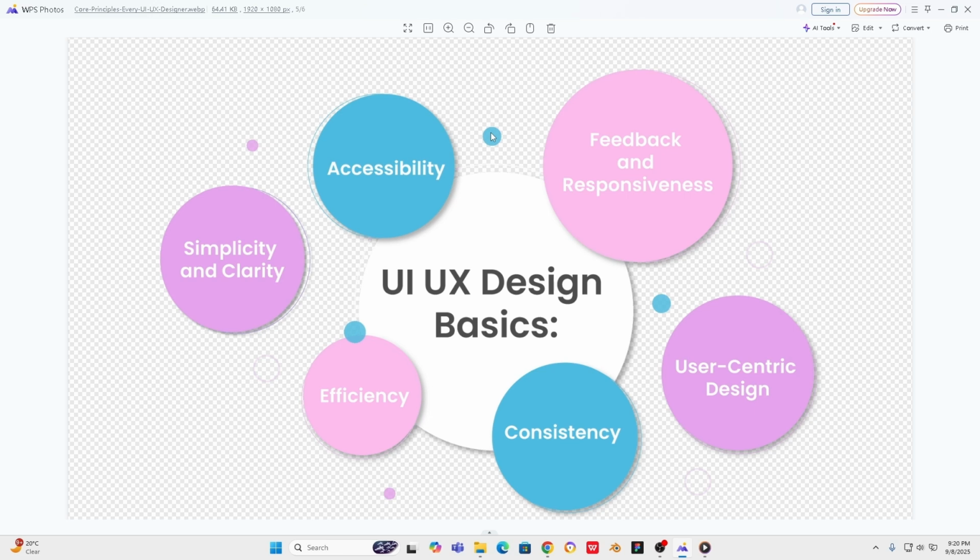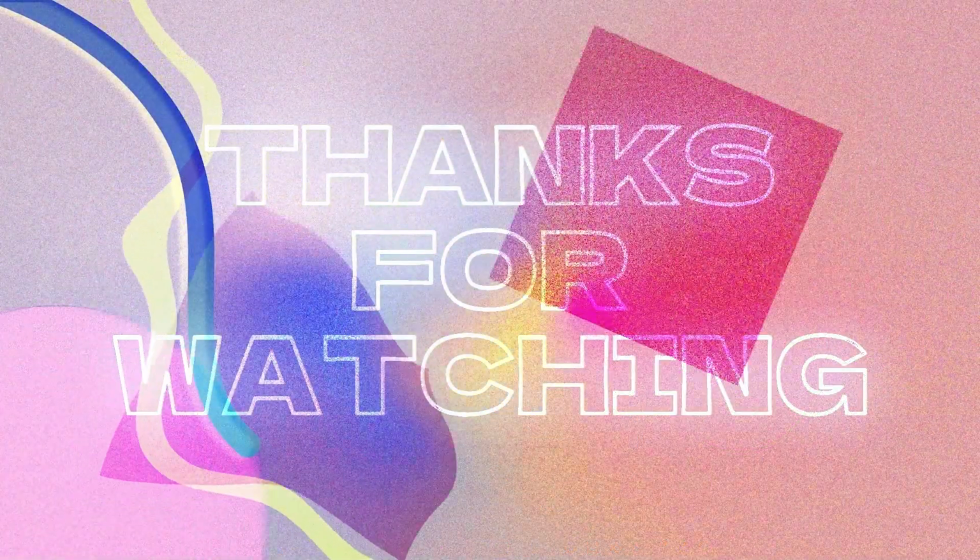Visual design. The UI designer refines the visual aspects, such as colors, typography, and imagery, based on the approved wireframes. Testing and iteration. The design is tested with real users to identify pain points and gather feedback.